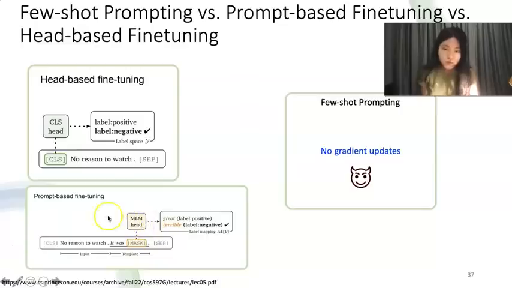And then this predicted word will be mapped, for example, the output will be the word great or terrible, and then it will be mapped to a label. But for few-shot prompting, there are no gradient updates.